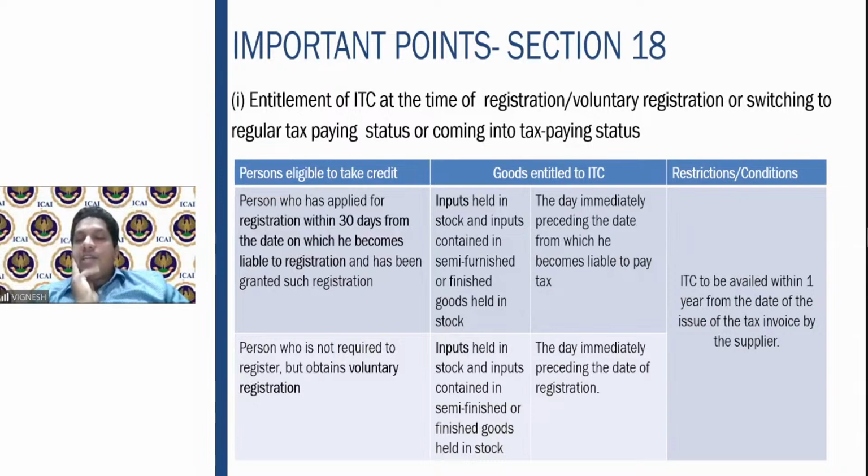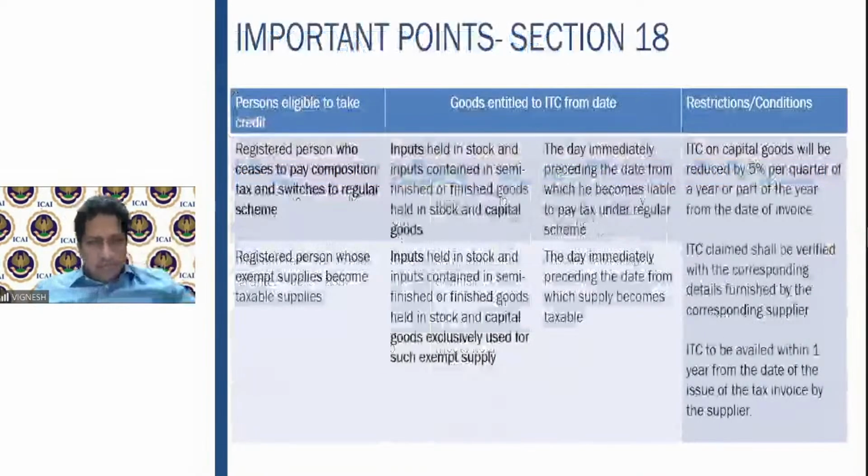Again, what are the conditions here? ITC has to be availed within 1 year from the date of issue of the tax invoice by the supplier. Okay, that invoice should be within 1 year.